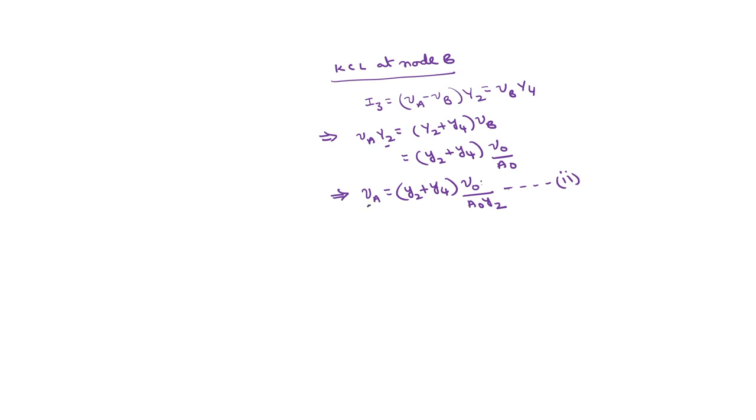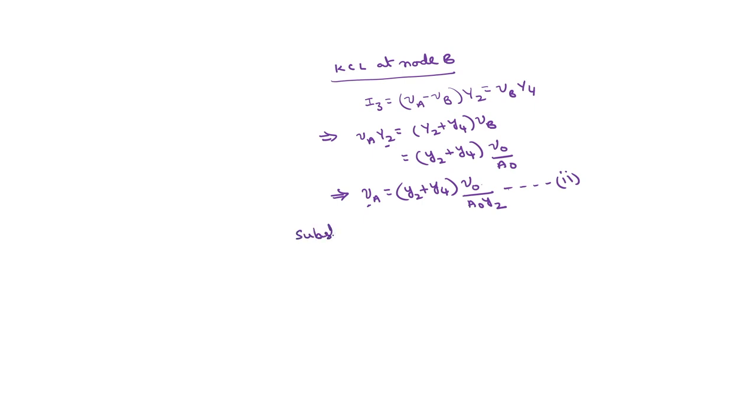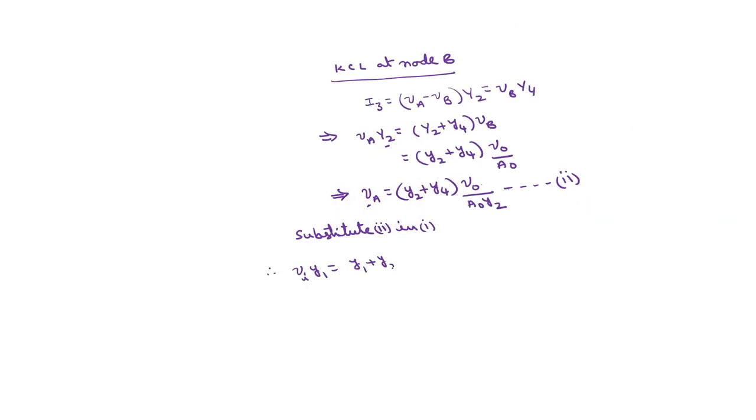Here VA we have expressed in terms of V naught. Here I will replace this. So, what is expression 1 now? VI into Y1 is the left hand side, is equal to (Y1 plus Y2 plus Y3) into VA. VA is nothing but (Y2 plus Y4) into V naught by A naught Y2, minus V naught Y3, minus V naught by A naught Y2.